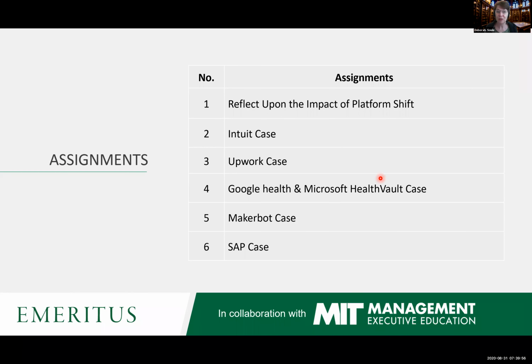We want you to learn, and we want you to enjoy the process of doing so. I described Upwork earlier. It's the sort of skills talent matching platform, matching skilled freelancers with companies that need specialized skills or specialized expertise. Week 4, we have a case on Google Health and Microsoft HealthVault.